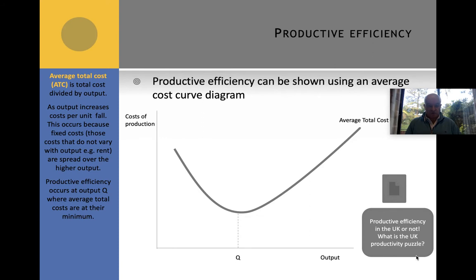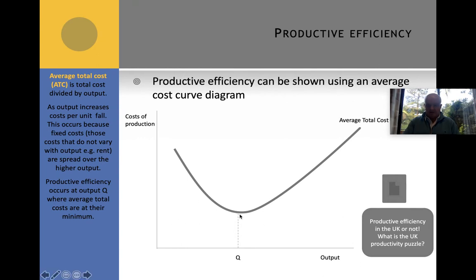Now, in this instance, we're showing the point at which we are being productively efficient on the graph. So you can see that in the first instance, at a relatively low level of output, our costs of production are relatively high. As we produce more, as output increases, based on the fact that fixed costs are being spread across a larger number of items that we're producing, we're going to get this U-shaped curve. So we're going to get to the point at Q where we are actually being productively efficient because our average total costs are at their minimum point.